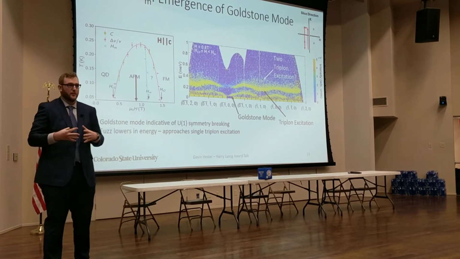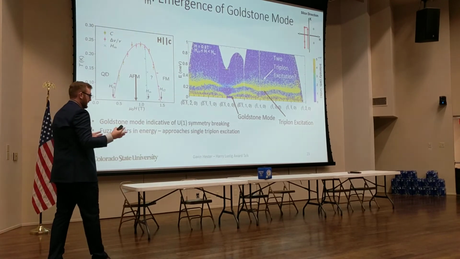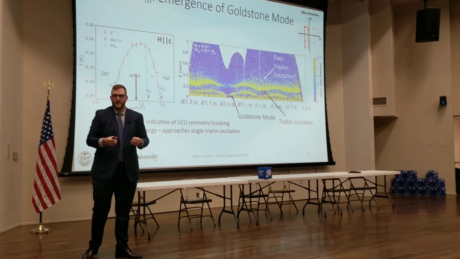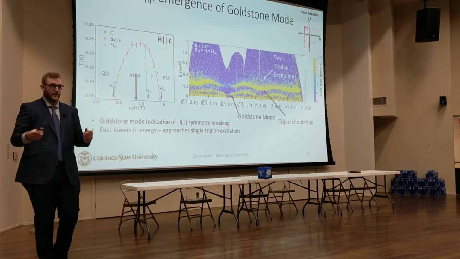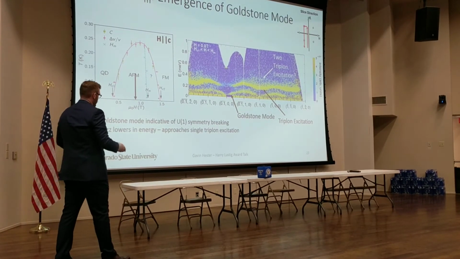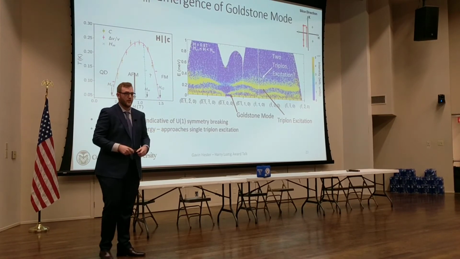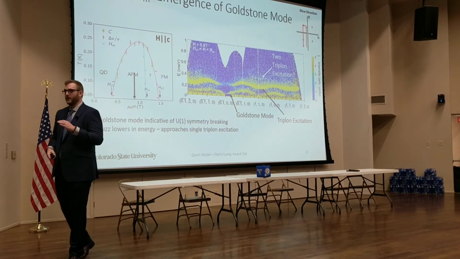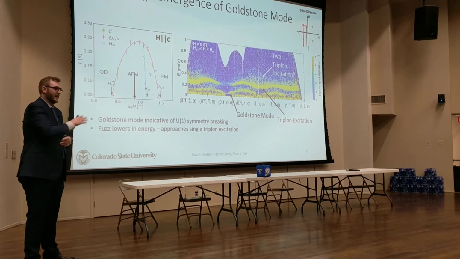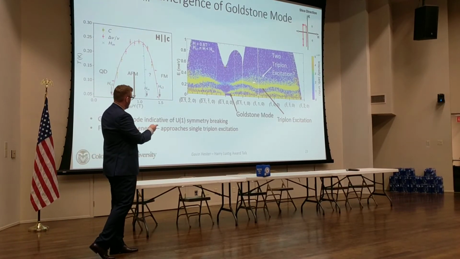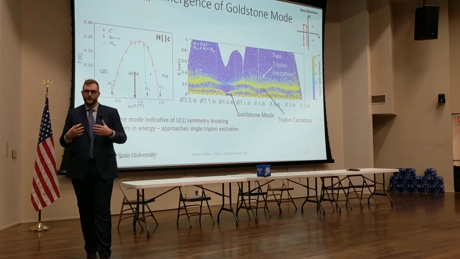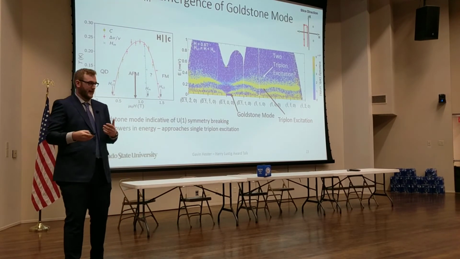So you get a Goldstone mode anytime you spontaneously break a continuous symmetry. I've already told you that the BEC must have U1 symmetry and then break that U1 symmetry. And U1 symmetry is a continuous symmetry. So the existence of this Goldstone mode is a very good indicator that we do have a Bose-Einstein condensate, even though we're in a lanthanide-based system. Finally, I want to note that the fuzz is starting to move down in energy towards that single triplet excitation.